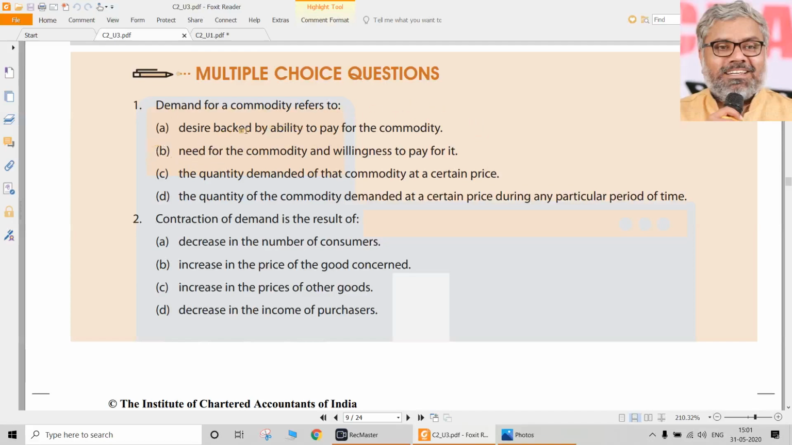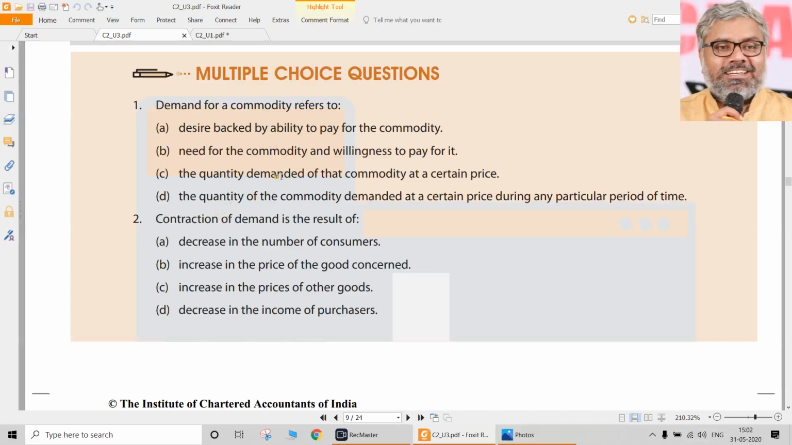Being a correct statement is different, being the correct answer is different. So how to find out the correct answer? Reading all the answers, reading all the options carefully. So go to option B. Need for the commodity and willingness to pay for it. Fantastic. This is also looking good. Need also is required. Willingness is also required. C says the quantity demanded of that commodity at a certain price. That is also there. Basically, quantity demanded of a commodity at a certain price is what is demand, right? That also looks good. All are looking good. Demand is definitely having all these things.